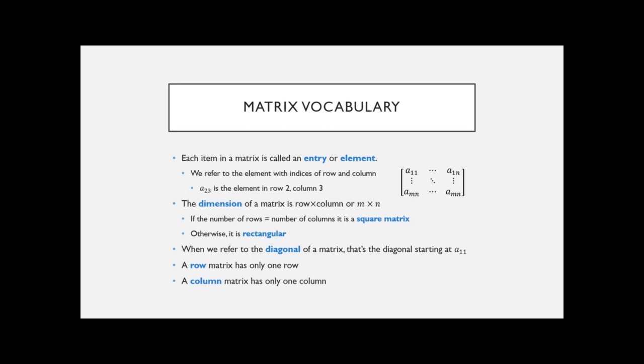If the rows and the columns are the same, that's your dimensions are the same. It's literally a square. Otherwise, it's called a rectangular matrix.